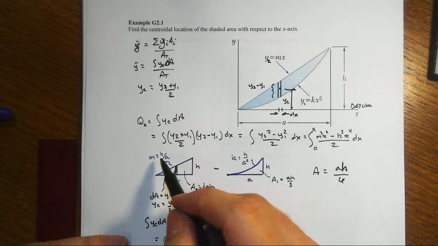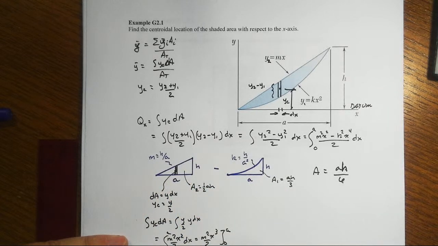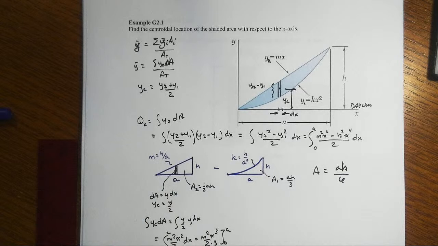M itself is h over a, so that's h squared over a squared. And it looks to me like I dropped off the 3 on the integral, right? And so that's over 6, evaluated there, that's a cubed. So that's going to be h squared a over 6 for the first moment of area of that triangle, right?